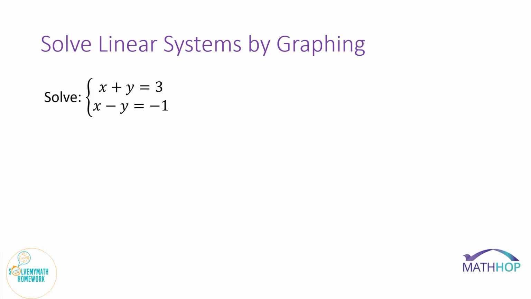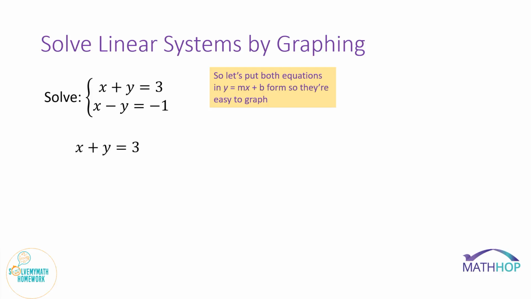Okay, so they're not in slope-intercept form, so the first thing we're going to do is put both equations into slope-intercept form. They are easier to graph that way, and these are really easy to flip. If we look at this equation, all we're going to do is subtract x from both sides. It's going to be one step, and we get y equals negative x plus 3. The next one has two steps, but still super easy.